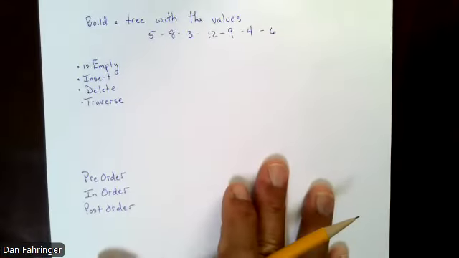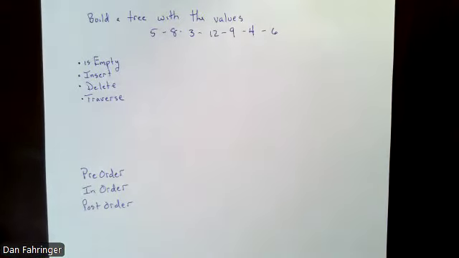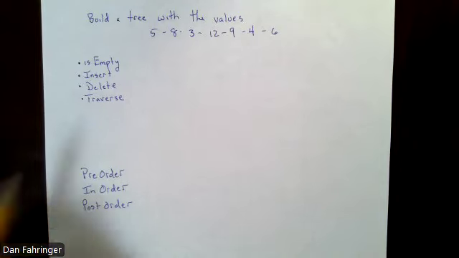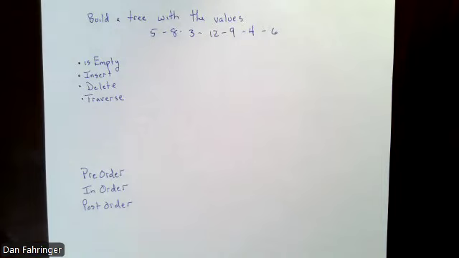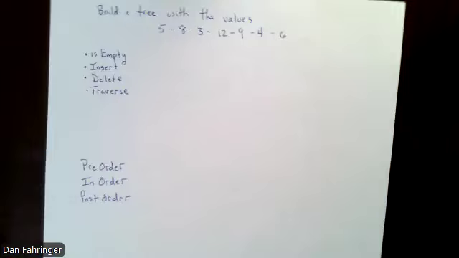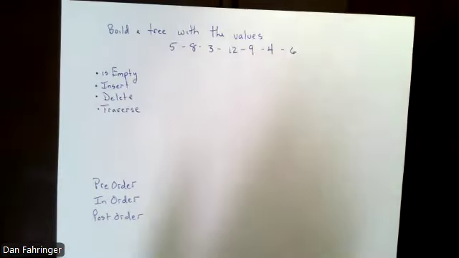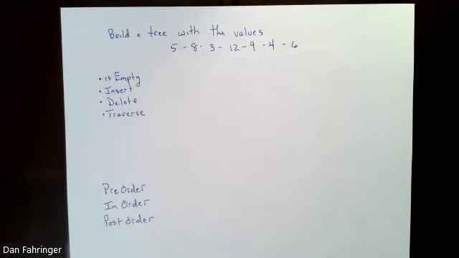Okay. How do I insert? Well, we're going to talk about that in a minute. Once we start, we move left or right down the tree until we find a null. How do we delete? Oh boy, that's the crazy one. How do we do traversal? How do we display the list? Is there more than one way to display the list? But before we do any of that, I want you to build this tree to make sure we are all on the same page.